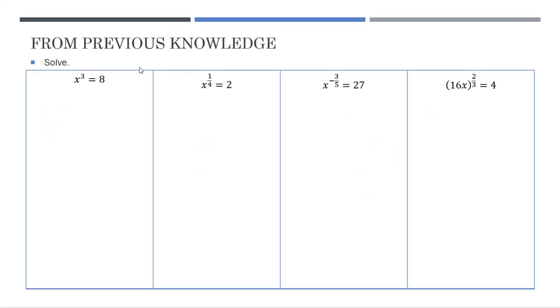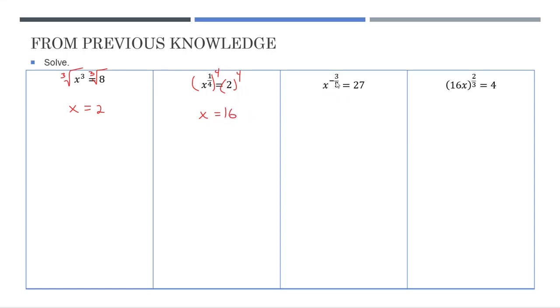So sticking with some previous knowledge, I want to solve these next 4 questions. So we have x cubed equals 8. Well, the opposite of cubing something is cube rooting it. So I'm going to cube root both sides. So that means x is equal to 2. Our next question, x to the power of 1/4 equals 2. Well, the opposite of 1/4 is going to be to the power of 4. And so what we do to one side, we need to do the other. So we get x equals 2 to the power of 4, which is 16.